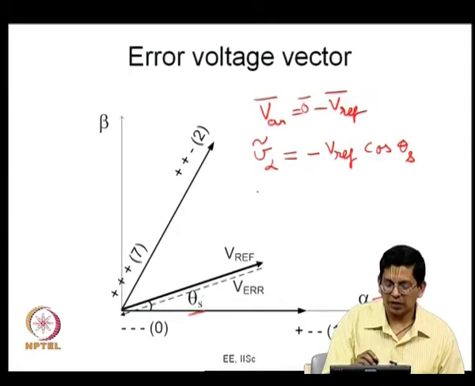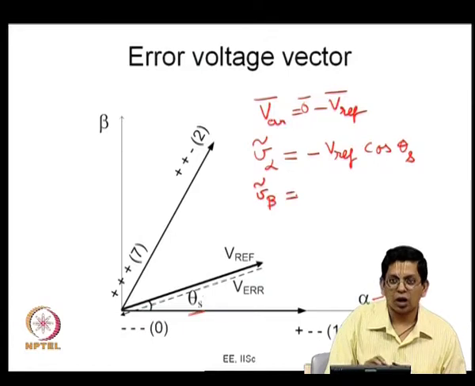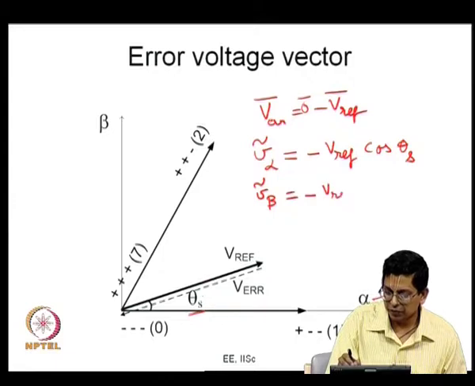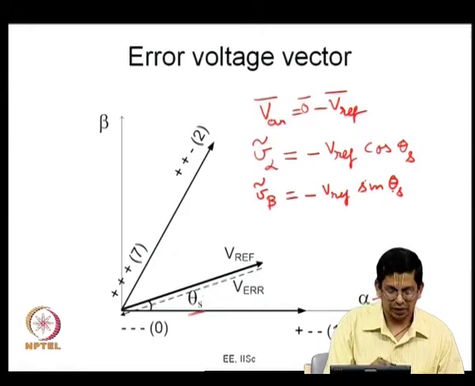So, what is V alpha tilde? It is 0 minus Vref cos theta. Similarly, what is V beta tilde? That is the error voltage along the beta axis. This is minus Vref sin of theta s. And you can see that it will vary when you go to different sectors. So, V alpha tilde and V beta tilde vary from sector to sector, right?